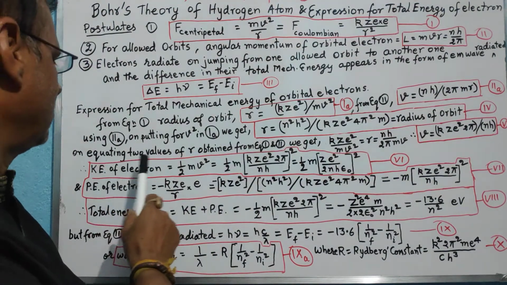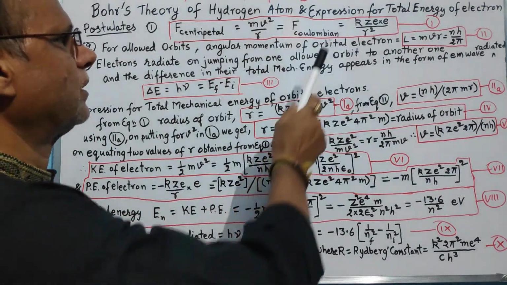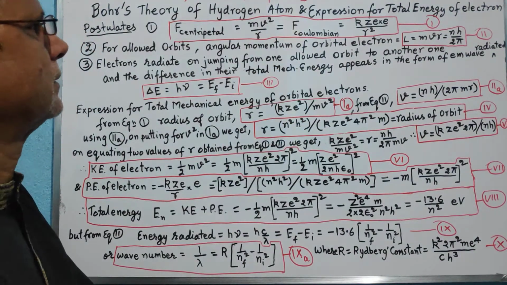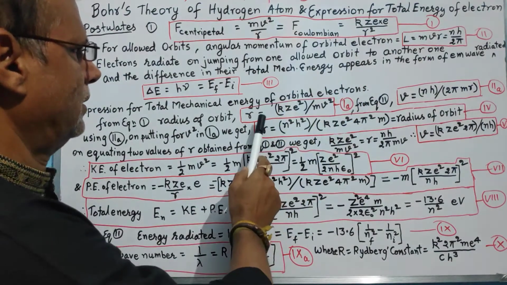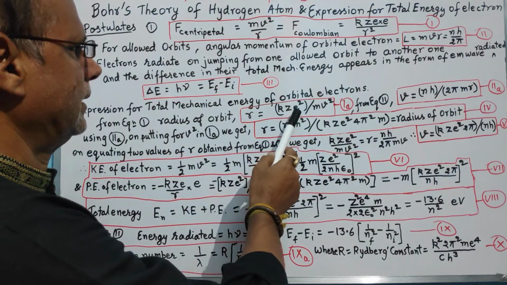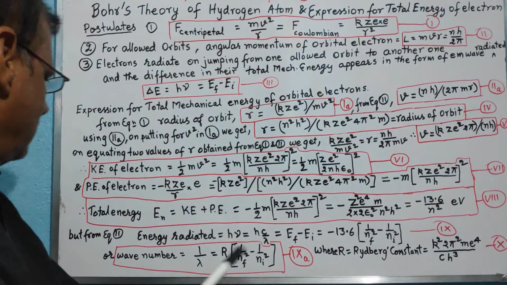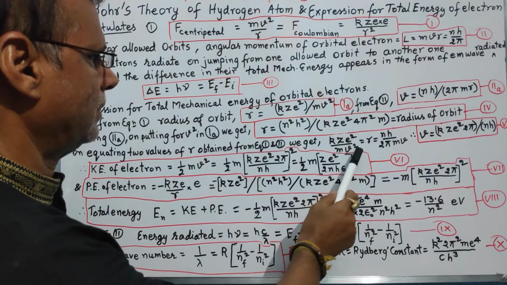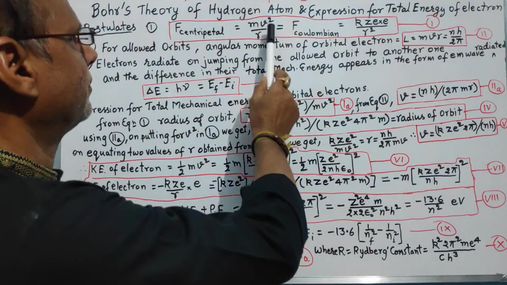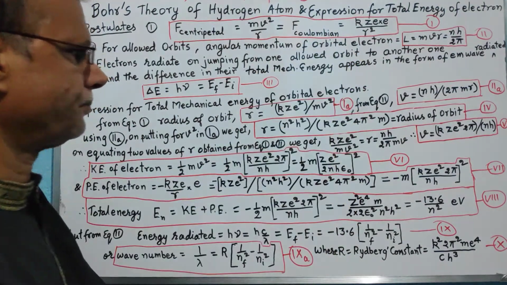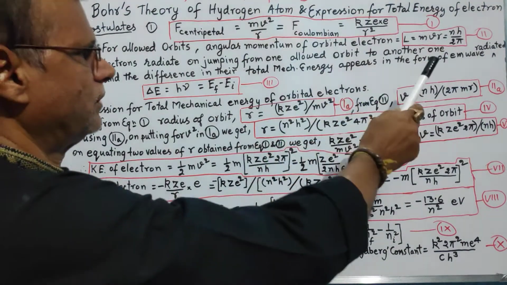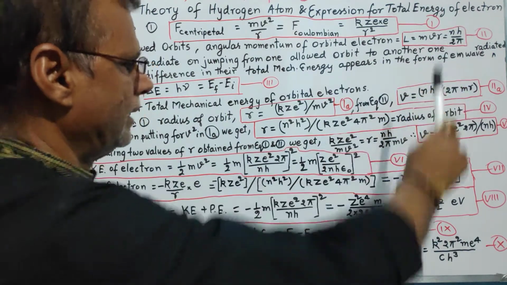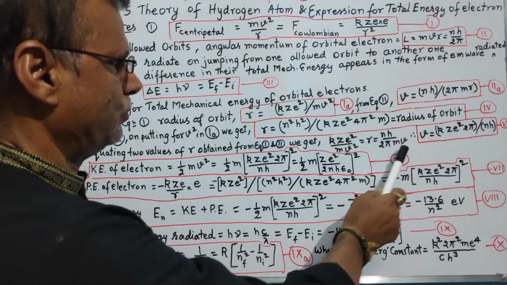Now we equate the two values of r obtained from equations 1 and 2. Here we have already written r is equal to kZe square by mv square. So on equating, this is the value of r obtained from equation 1, and from equation 2 we have r equal to nh by 2 pi mv.